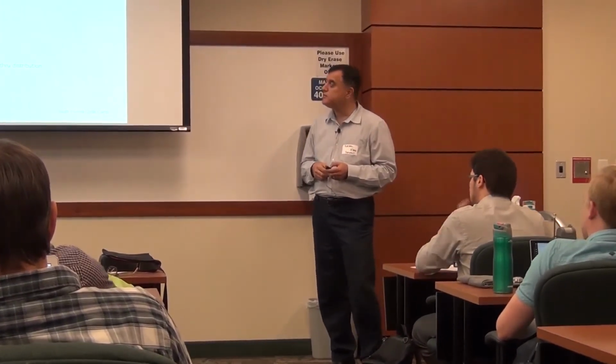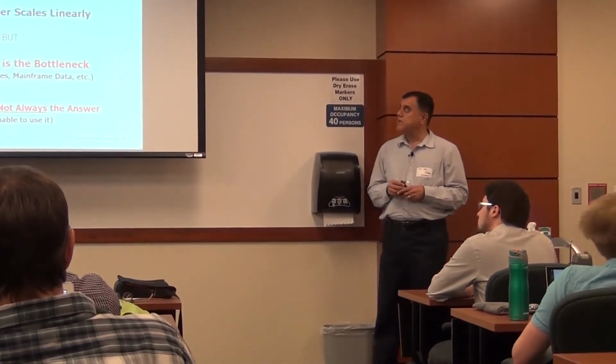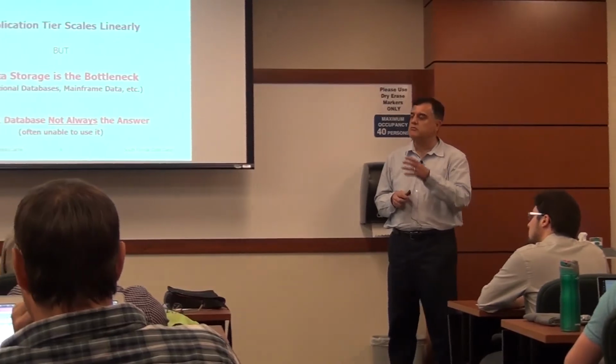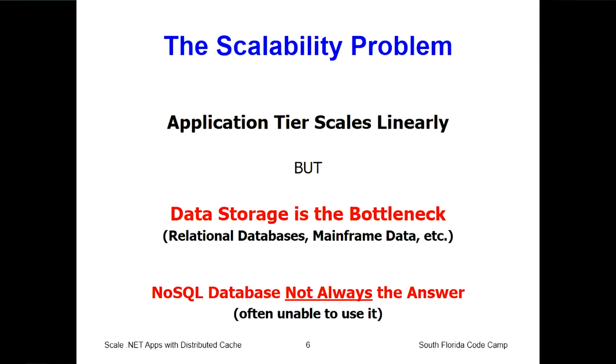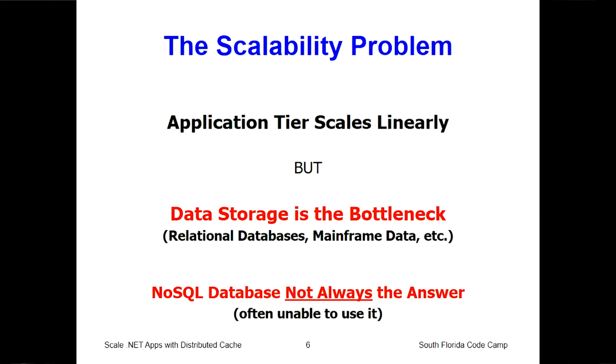And what is the scalability problem? The application tier, fortunately, is not where the problem is. If you have most of these applications, the application tier, you can add more servers. There's no big deal. It's the data storage that's the problem. And when I use the word data storage, I mean relational databases, mainframe legacy data.